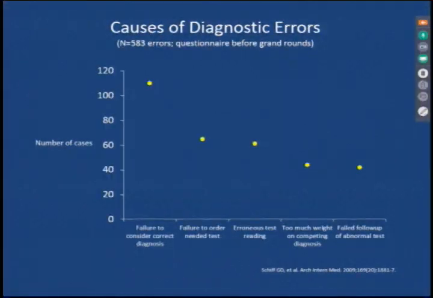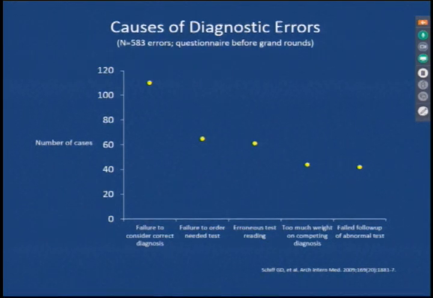And that turns out to be the most common cause. There are lots of others, as you can see, but that turns out to be the most common self-perceived cause. Self-perceived: what do you as the doctor think happened? You might get a different answer if you ask the patient or the peer reviewer. But if you ask the doctor who made the error, what do you think caused it?